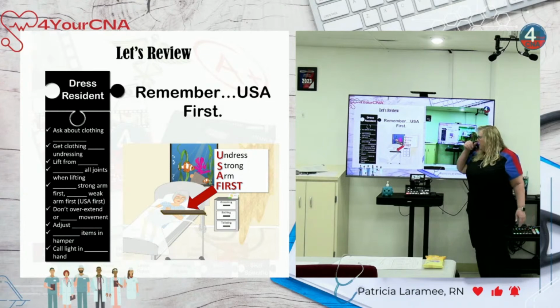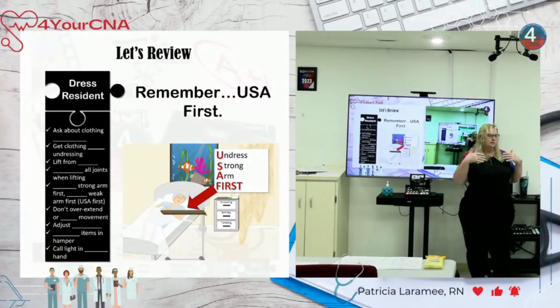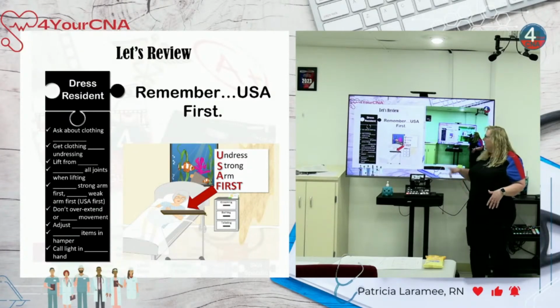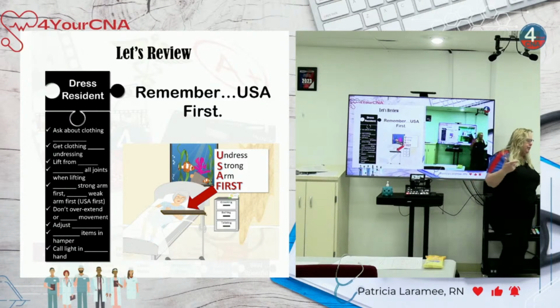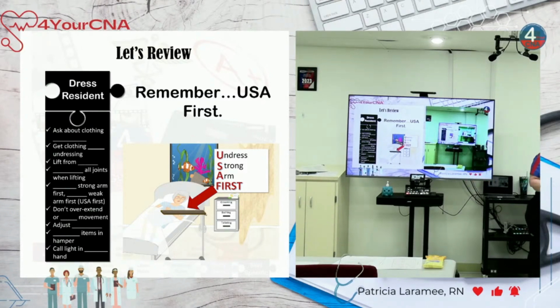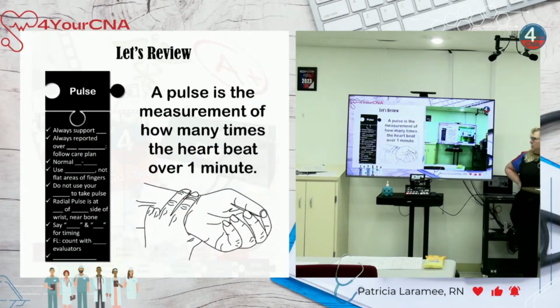All right. Once we get the patient dressed, we're going to adjust their clothing. We want to make sure that it looks, how should they look? Yeah, neat, clean, appropriate, put together, right? And then where do we put our soiled items? Laundry. In the hamper, yeah. In the hamper, laundry, basket, whatever. And we are going to put the call light in which hand? If they have a weak arm, which hand should we put the call light in? The stronger arm.